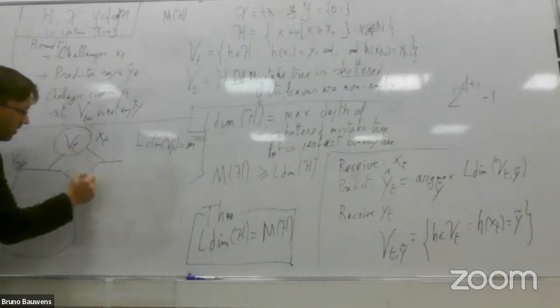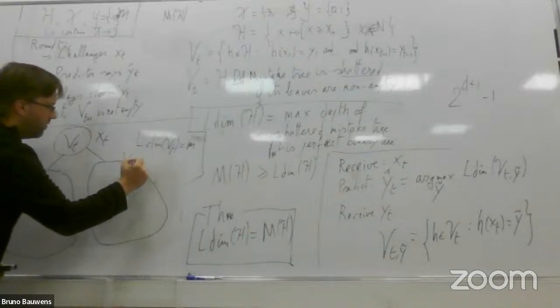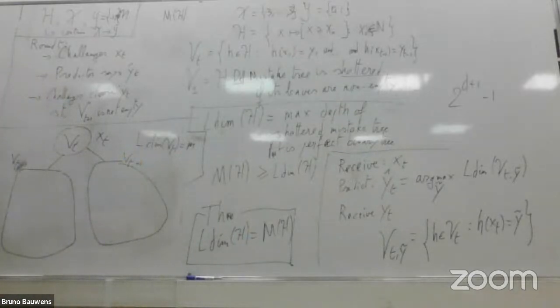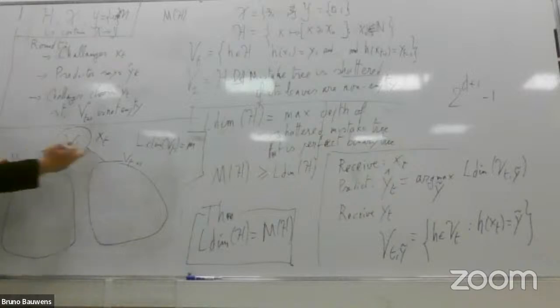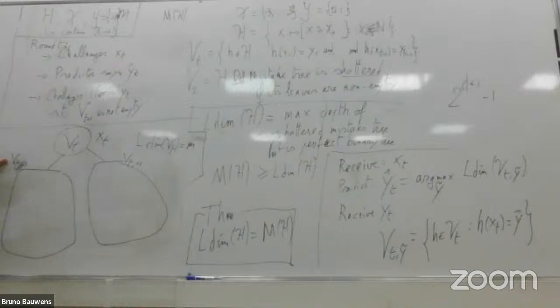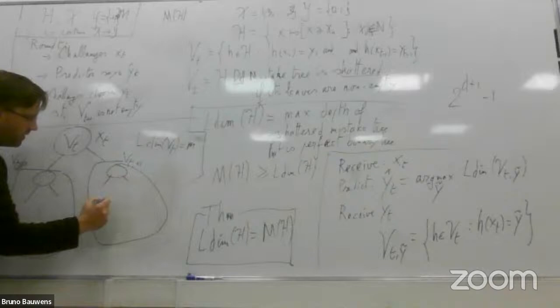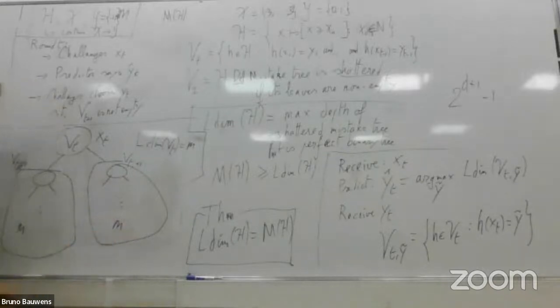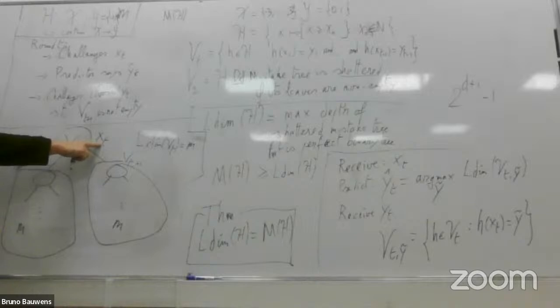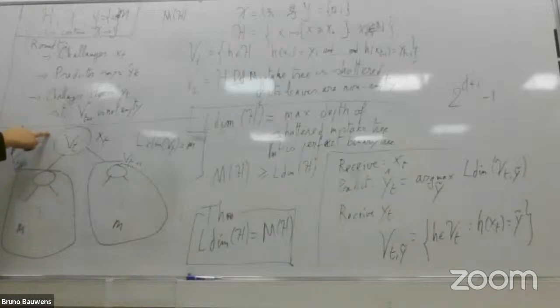And here we have the version space V_t with label +1. If we assume that both these spaces have dimension m, then there exists a perfect binary shatter tree of depth m for this version space. And here we also have a perfect binary mistake tree of depth m. So when we combine them using our label from the challenger, we get a mistake tree of depth m plus 1.